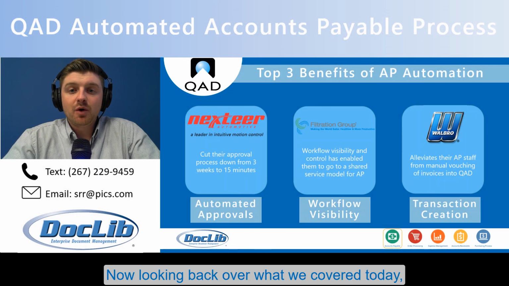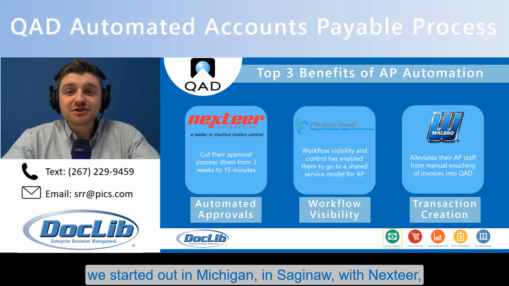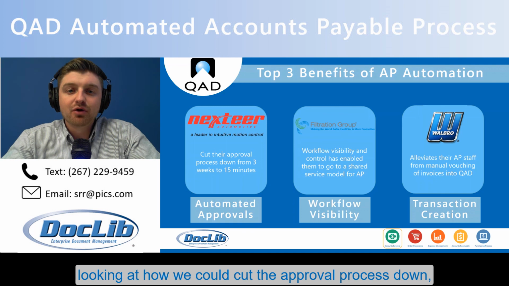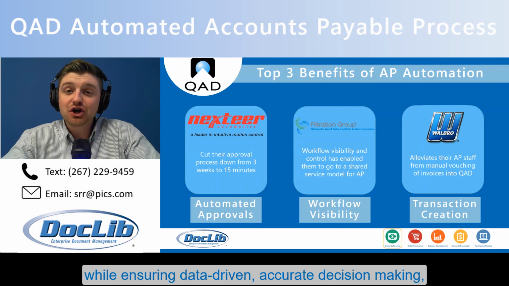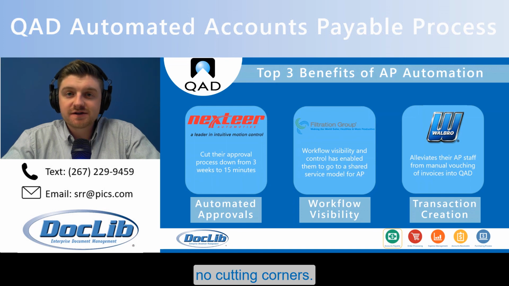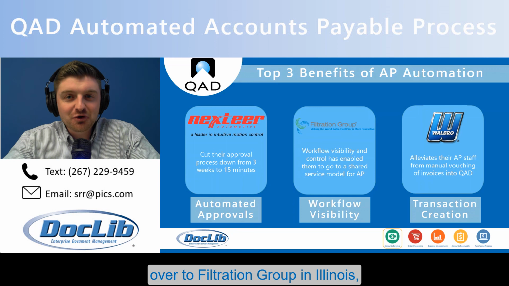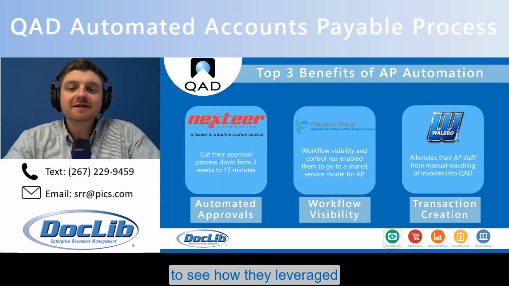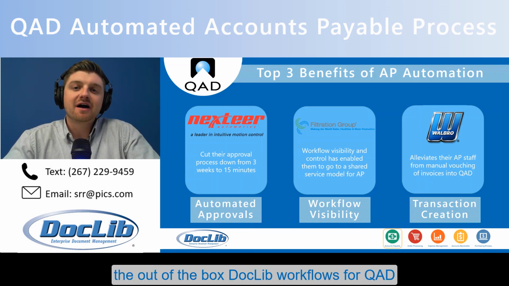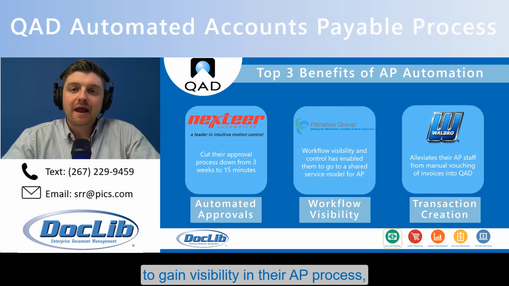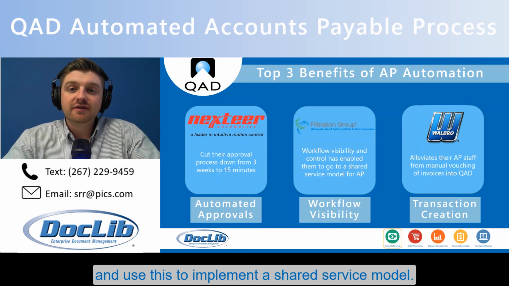Now, looking back over what we covered today, we started out in Michigan and Saginaw with Nexteer, looking at how we could cut the approval process down while ensuring data-driven, accurate decision-making, no cutting corners. We then traveled still in the Midwest over to Filtration Group in Illinois to see how they leverage the out-of-the-box DocLib workflows for QAD to gain visibility in their AP process and use this to implement a shared service model.